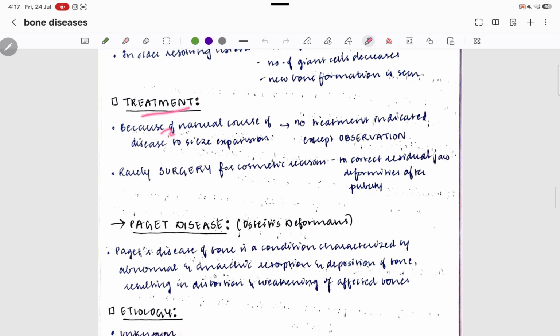Treatment: because of the natural course of the disease, it ceases to expand. So the size expands because of the disease. There is no treatment except observation. Rarely, surgery for cosmetic reasons could be done to correct residual jaw deformities after puberty.